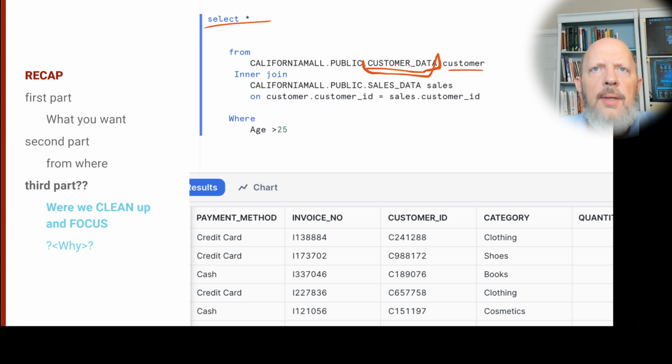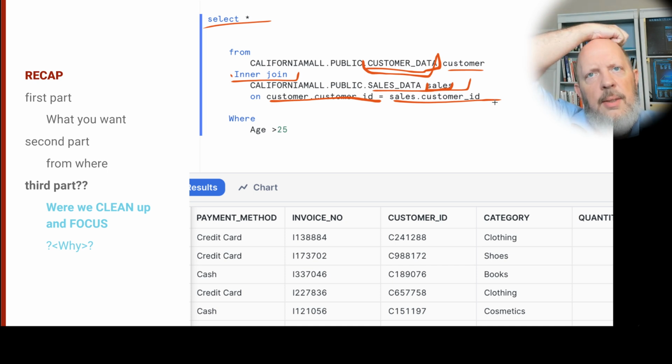What I want to do with that, I want to join it. I want to inner join on sales data. We're just going to call that sales just to make life a little easier. So I'm going to join customer.customer ID equals sales.customer ID.